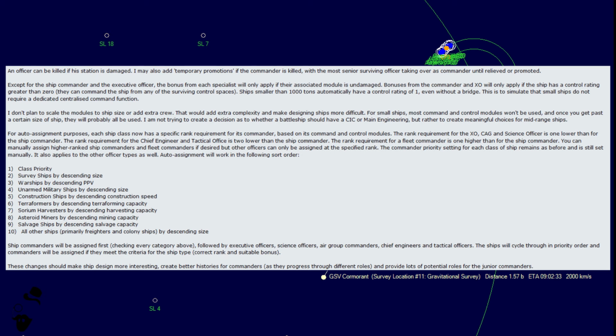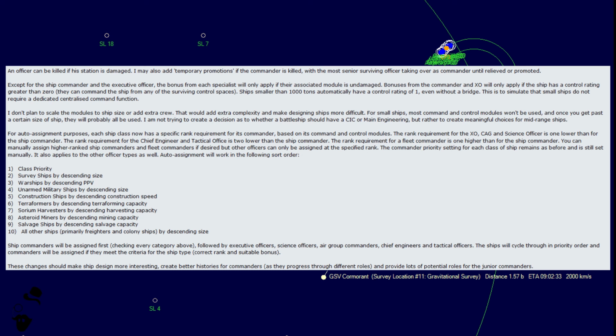Order assignment works in the following order: class priority, survey ships by descending size, warships by descending PPV, unarmed military ships by descending size, construction ships by descending construction speed, terraformers by descending terraforming capacity, thorium harvesters by descending harvesting capacity, asteroid miners by descending mining capacity, salvage ships by descending salvage capacity. I'm beginning to see a pattern here. And all other ships, primarily freighters and colony ships, by descending size.